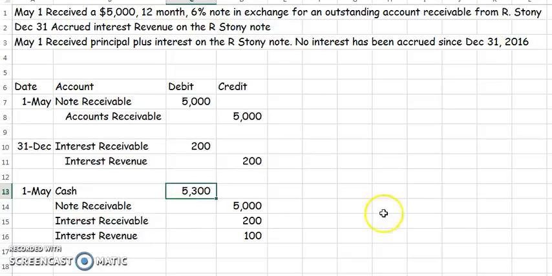So again, part of this is just undoing things that we had done. So we need to undo our notes receivable because they're paying it off. We need to undo the amount of interest receivable because, again, they're paying it off. And then we need to recognize that some more time has gone by, so let's go ahead and do interest revenue for the remaining. So that is how you will account for receiving after an accrual.